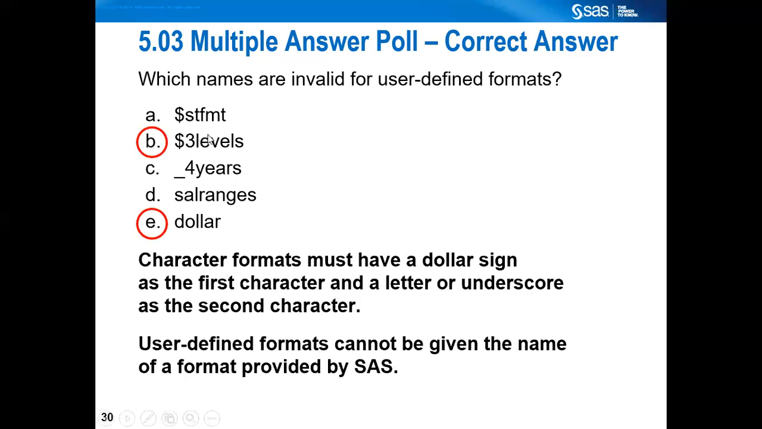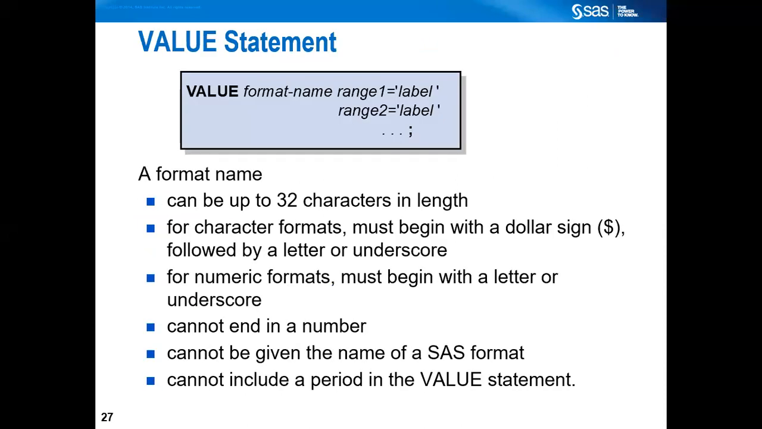Why? Because here the name should start with a dollar but not have a numeric at the end. It can't end with a number. And dollar is already an existing format of SAS, which we have already seen, right? Hence, these two are invalid. All good? It can start with underscore. Yeah, it can. It's telling you, no? See? All good? Understood. Yes.